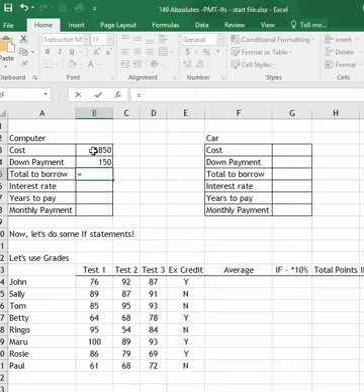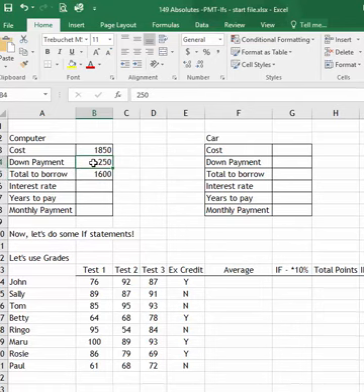But what we really want to do is we want to know B3 minus B4. Of course, it's going to be 1,700, but we might want to change this and say we want to put down 250 instead of 150. But let's start out with it this way.